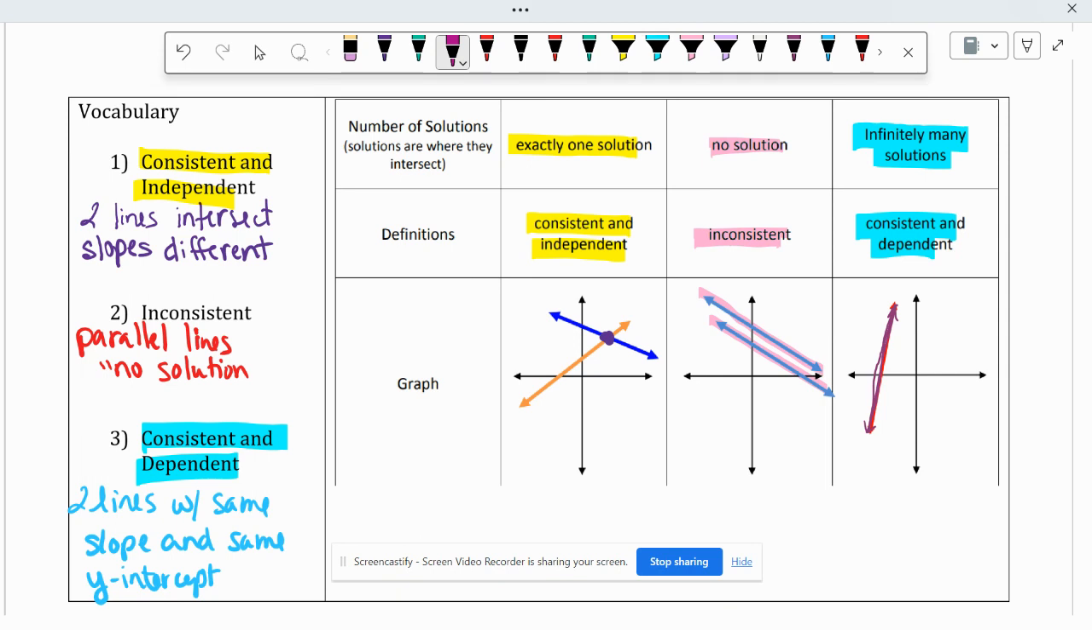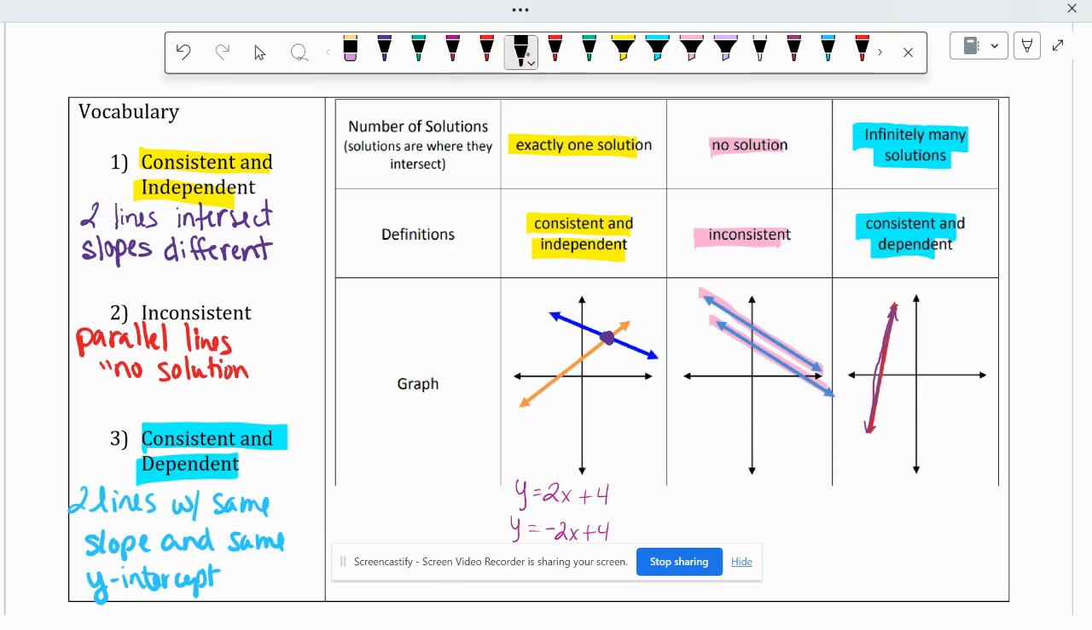So I thought it'd be good to give you a couple of examples. So for consistent independent, it could be something like y equals 2x plus 4 and y equals negative 2x plus 4. Both of these equations have a y-intercept of 4, but one has a slope of positive 2 and one has a slope of negative 2.